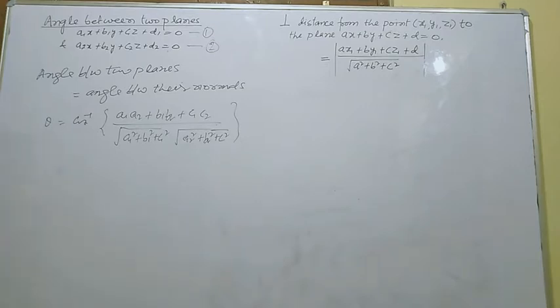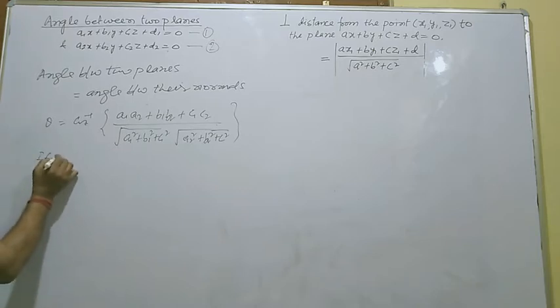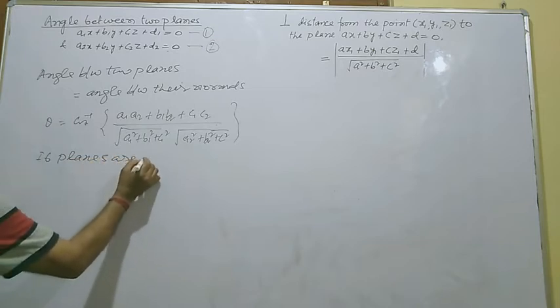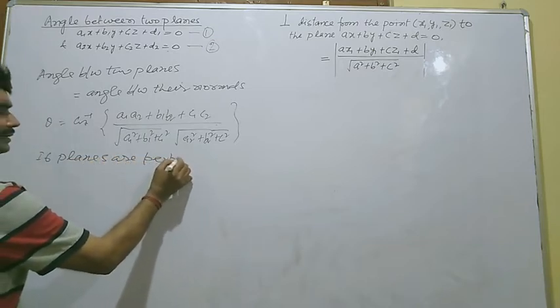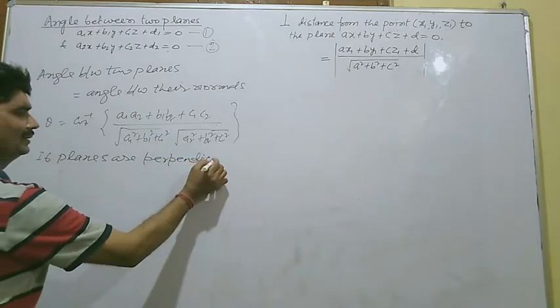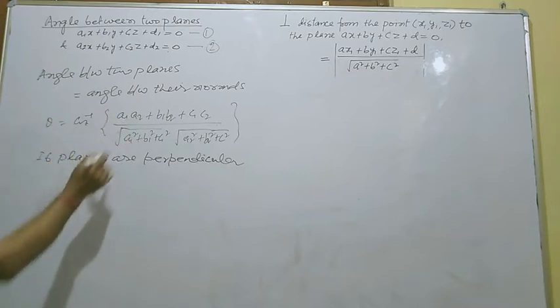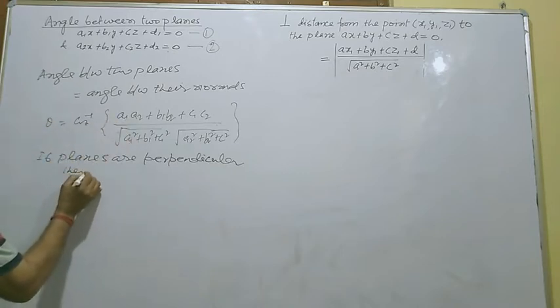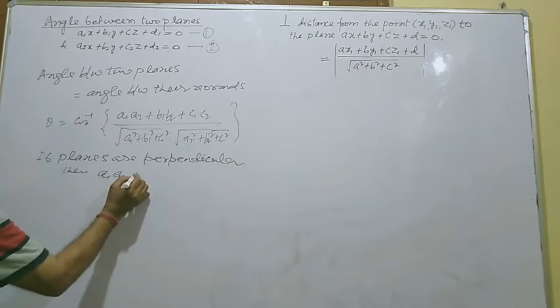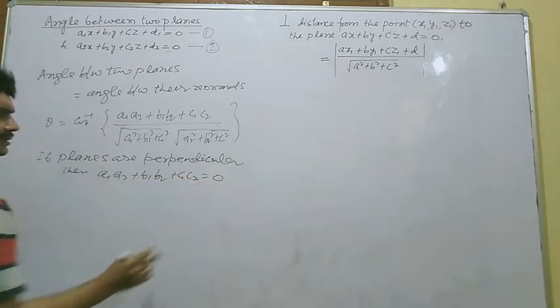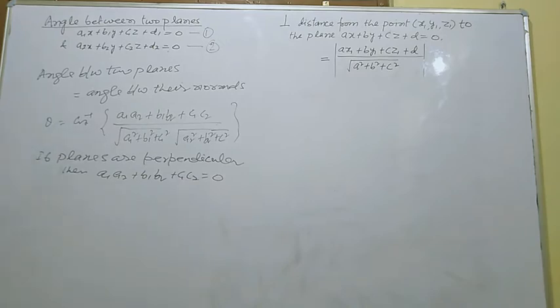Now, in particular cases, if planes are perpendicular, that is theta is 90, so cos theta is 0, and then its condition is a1 a2 plus b1 b2 plus c1 c2 equal to 0. Normals are also perpendicular. If planes are perpendicular, normals are perpendicular.